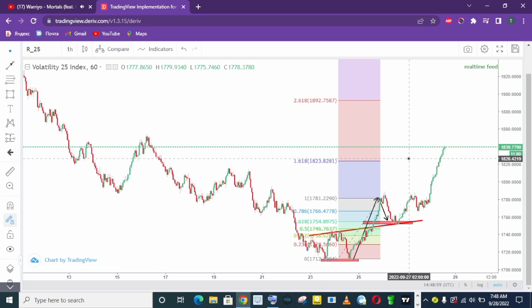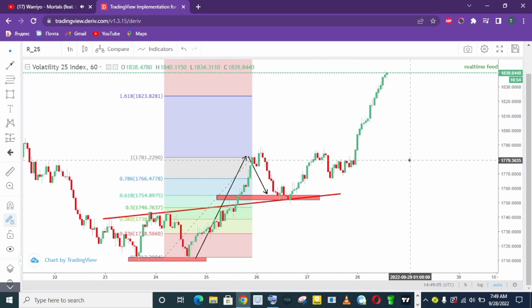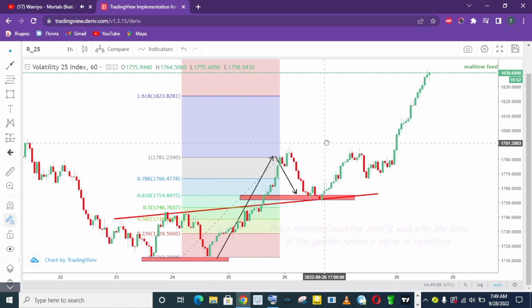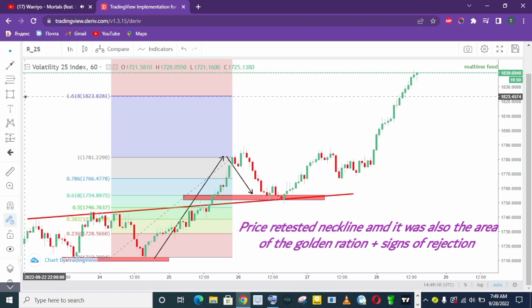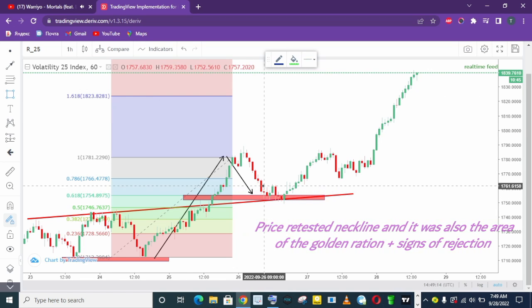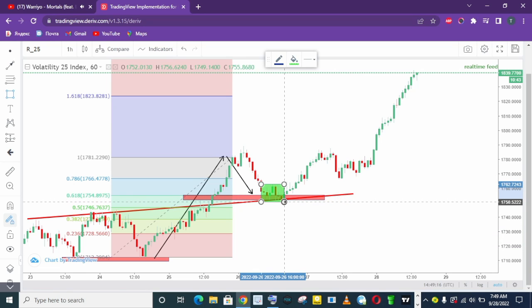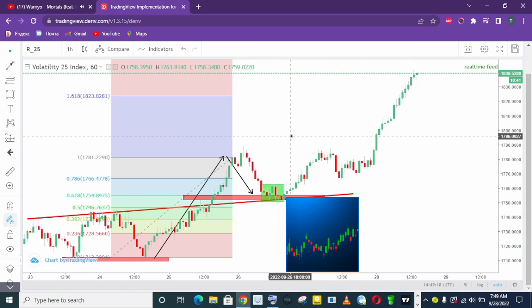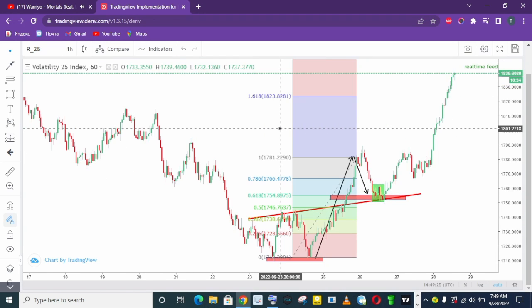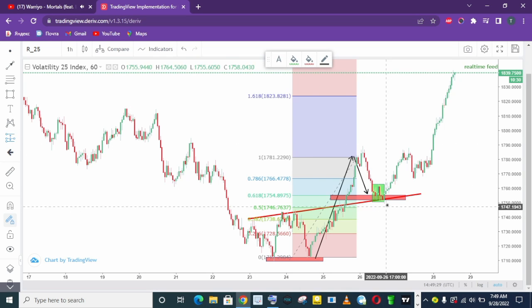So price came and respected the golden ratio and also respected the neckline, and we saw some sort of rejection at this point here. As you can see, there were some reversal candles at this zone. Therefore, they forced us to make an entry. If we highlight this one, you can basically see some reversal candles, and it's also a point of the neckline. Therefore, we have to take our trade at this one. So we took our trade here. That is where we took our first trade, guys.